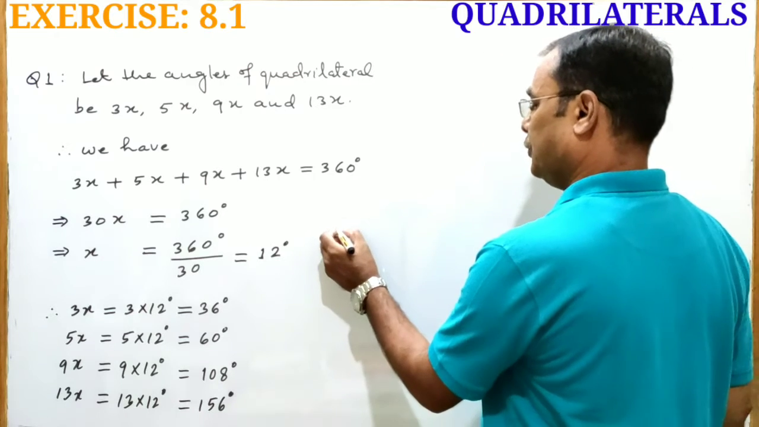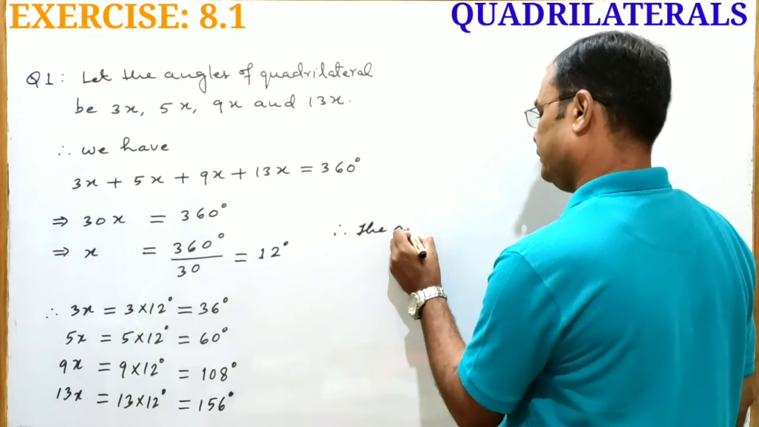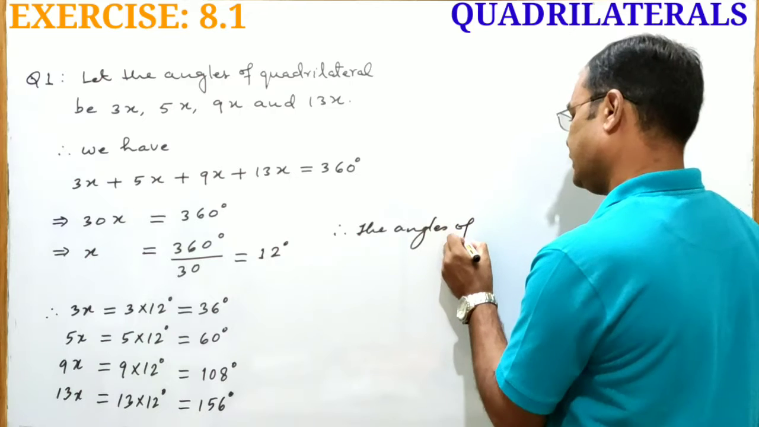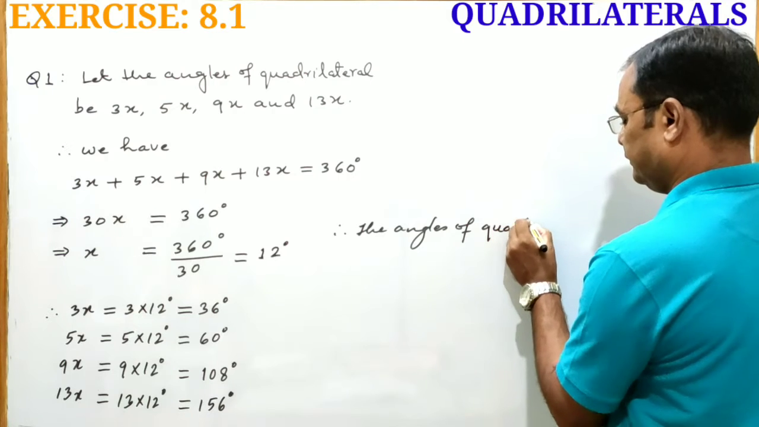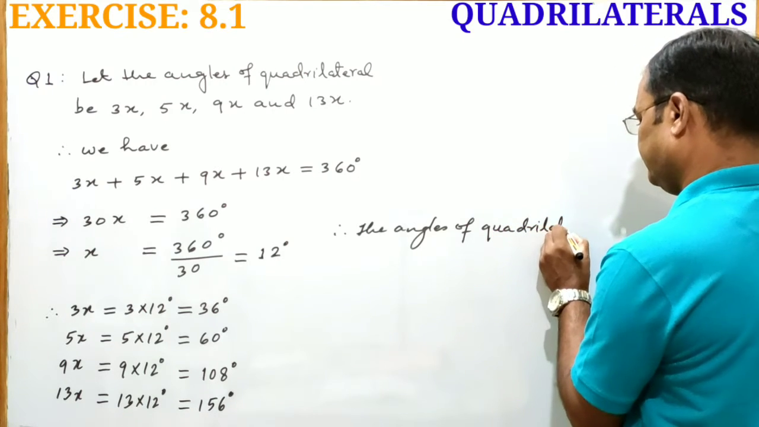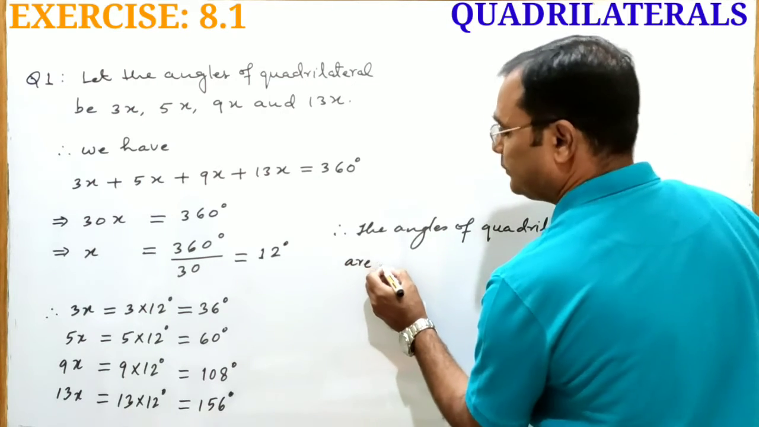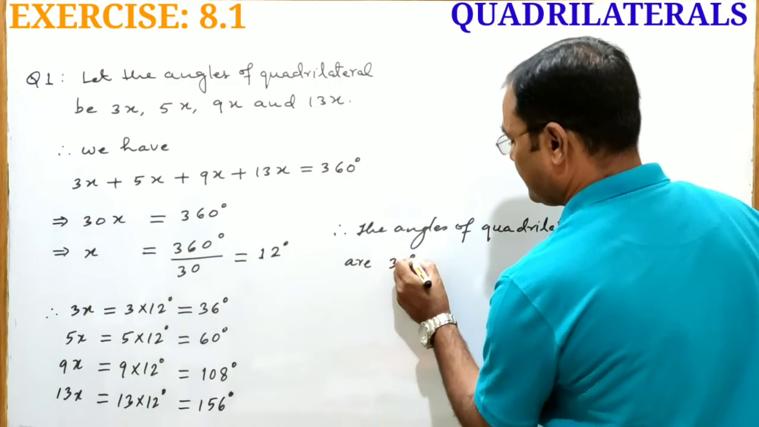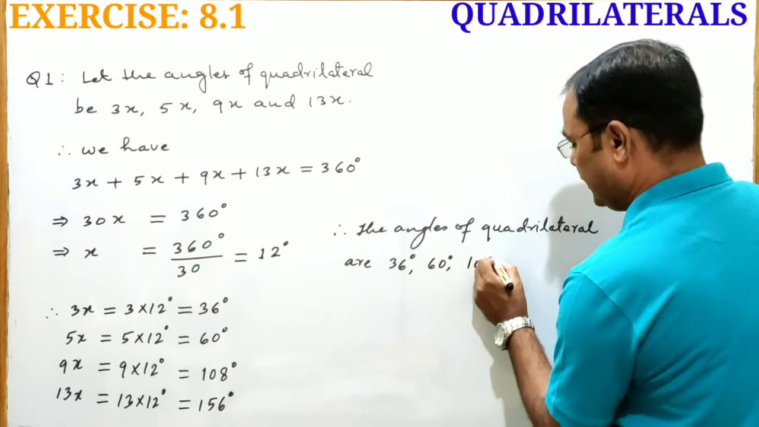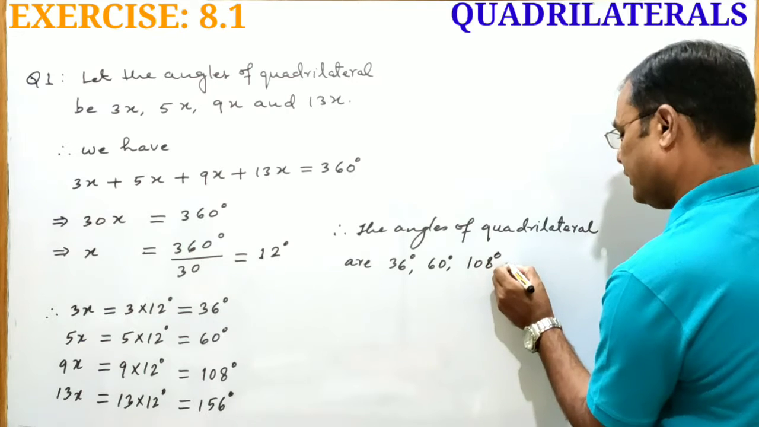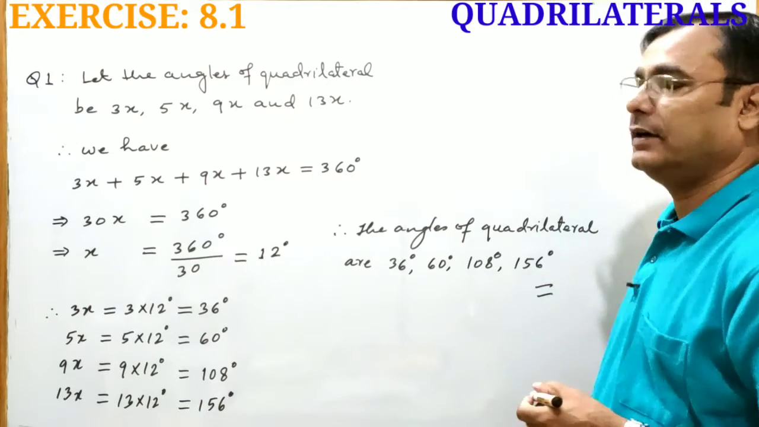3:5:9:13. So therefore the angles of quadrilateral are 36 degrees, 60 degrees, 108 degrees and 156 degrees, and this is the answer.